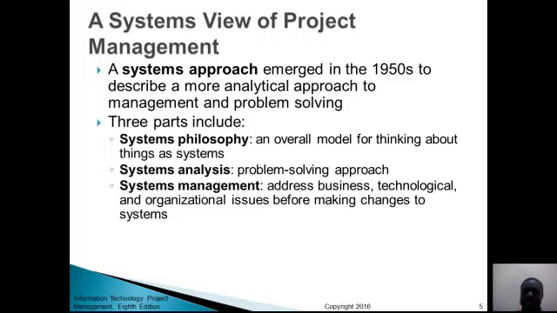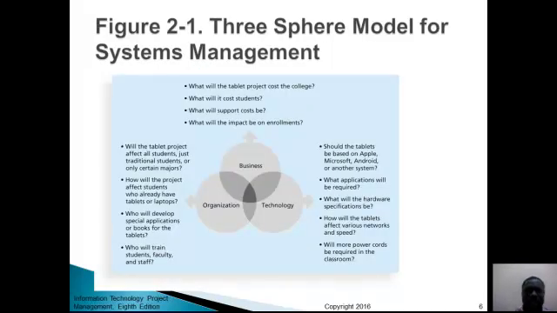So here, system management looks at three main areas: business, technological, and organizational issues before making changes to a particular system. So let's look at this. Three spheres of model for systems management. First of all, let's look at the diagram. I'm talking about the diagram here: the business, the organization, and technology. For instance, the business side will ask you, what will the tablet project cost the college?